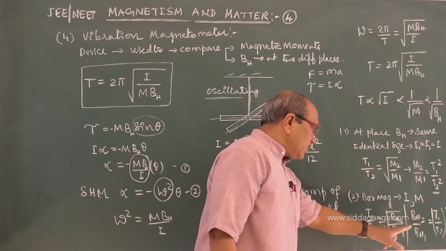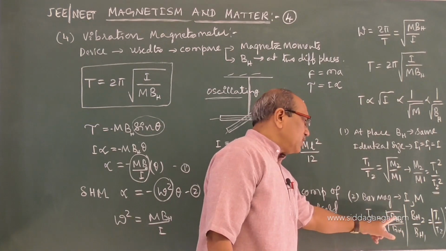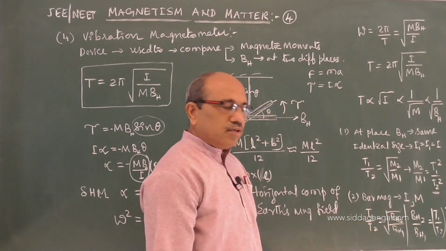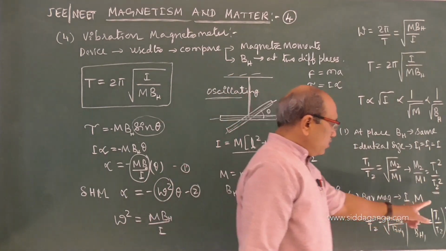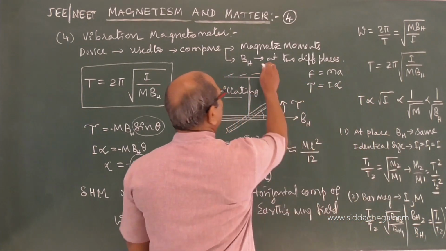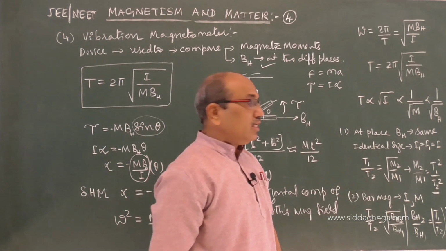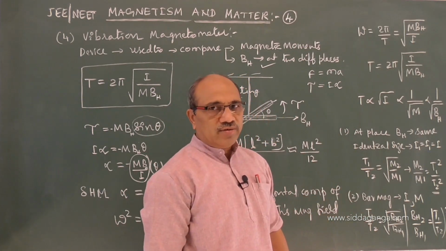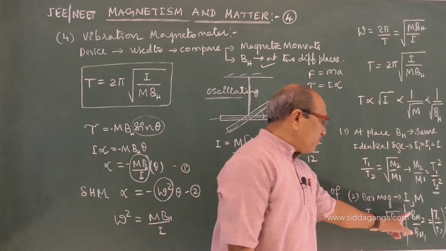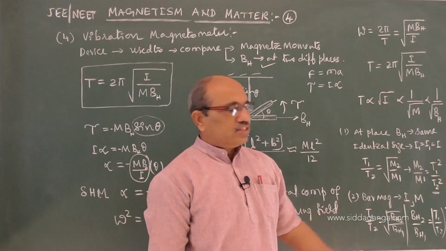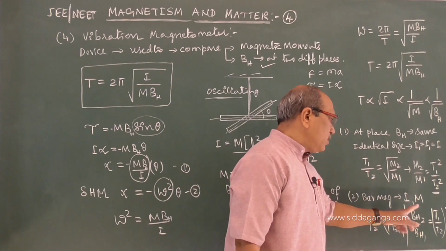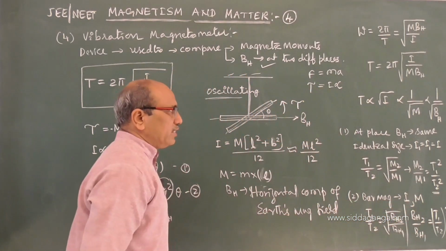At one place it has the value BH1, at another place it may have the value BH2, with period T1 and period T2 correspondingly. If you measure T1 and T2, then using them you can compare the earth's magnetic field at two different places, where it is higher and where it is smaller. Or if you know the magnetic field at a place, you can find the magnetic field at the other place. If BH2 is known, BH1 can be estimated. If you know BH1, BH2 can be estimated.